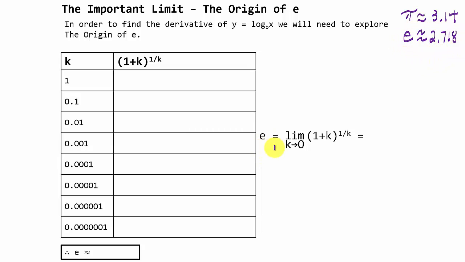E is defined as the limit as k approaches 0 of (1 plus k) all to the power of 1 over k. So I'm going to start at a k value of 1, and I'm going to get closer and closer to 0. We won't do all of these, but we'll do most of them. Replacing k with 1, 1 plus 1 to the power of 1 over 1 is the same as 2 to the power of 1, which is just 2.